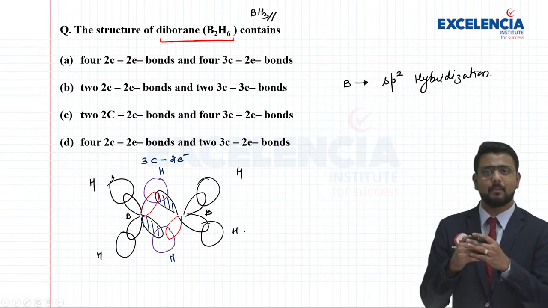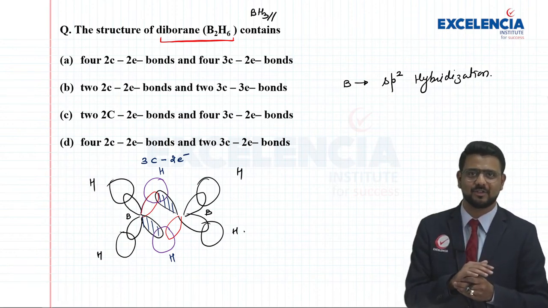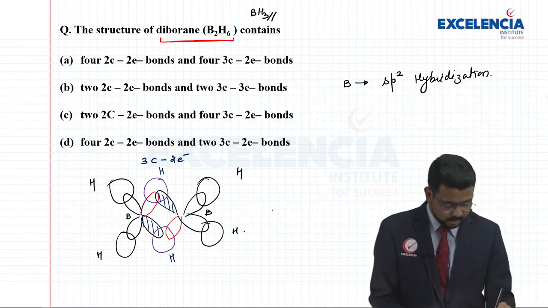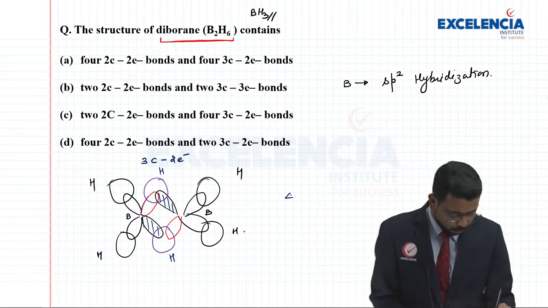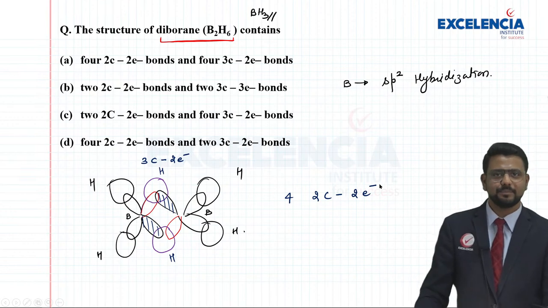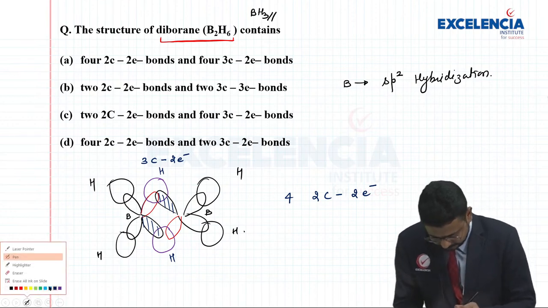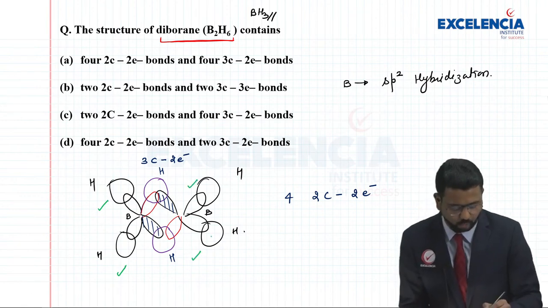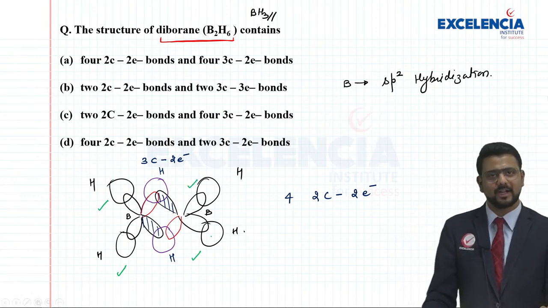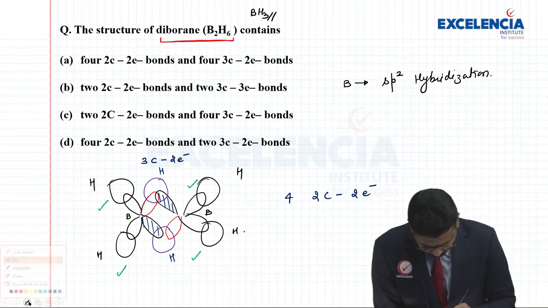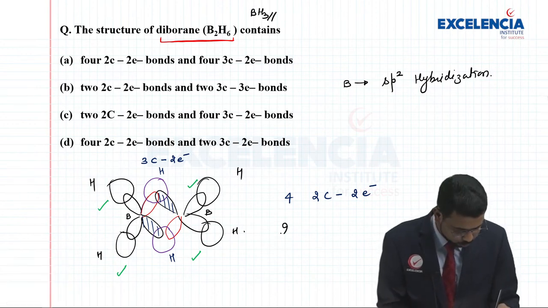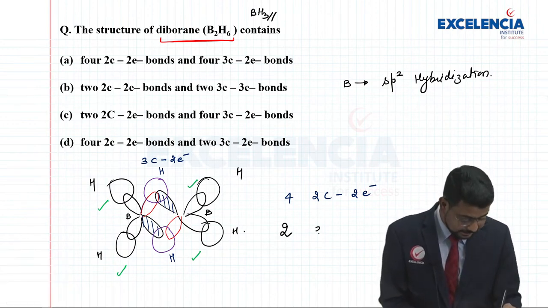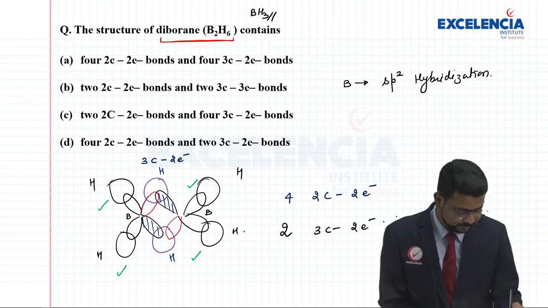This is a normal sigma bond, which involves two center, two electrons. So in all, if you consider, here you are going to have four, two center, two electron systems, right? They will be signified by 1, 2, 3, and 4. So four 2-center, 2-electron bonds, and of course, you are going to have two 3-center, 2-electron systems.